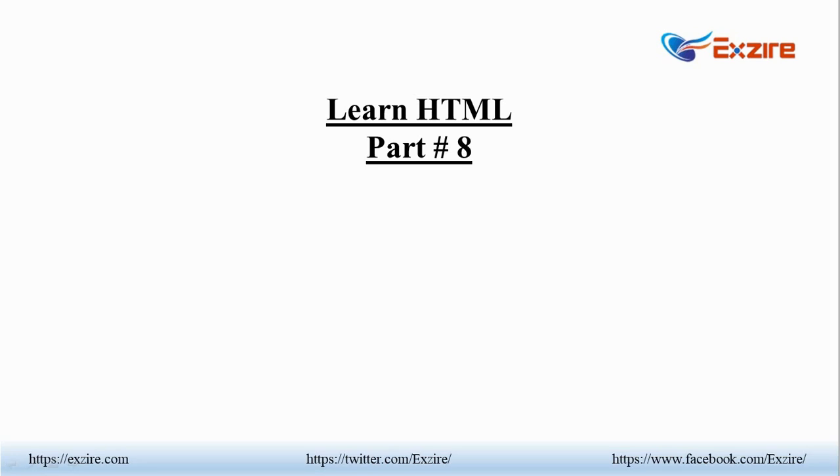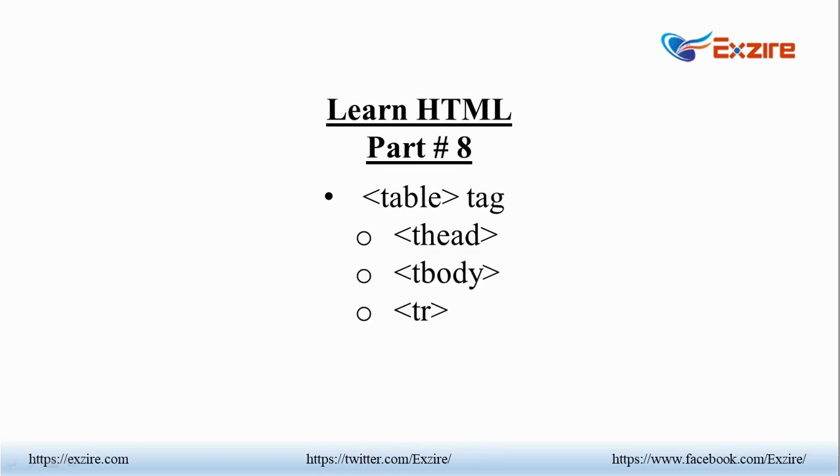This is part 8 and today we are going to learn the table tag. We are going to learn how to create HTML tables with table head, table body, table rows and table data. Any table in HTML starts with the table tag and ends with the backslash table. Then table head, the header of the table, table body, and within the body we have tr and td.